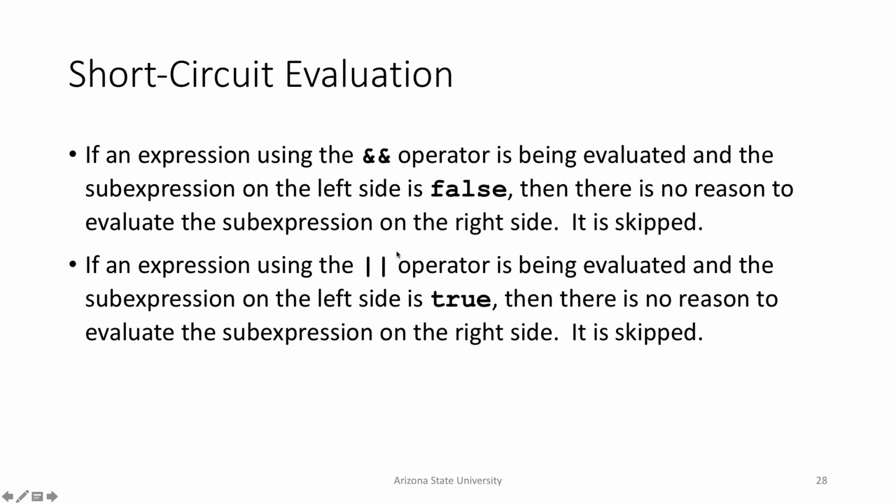What was I going to say? This is another thing that I don't like about these slides, but I'm just using what the book says to be consistent. It says that if an expression using the operator is being evaluated and the sub-expression on the left side is false, does it have to be on the left side? What if I evaluated the right side for an or, for example, and it evaluated to true? Should I skip the left one as well? Or do I have to do left then right?